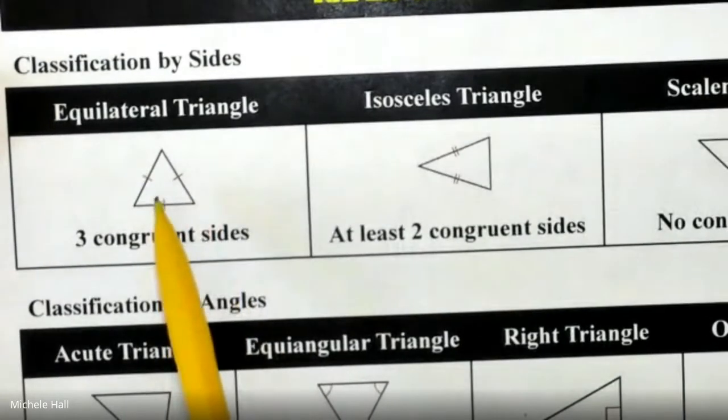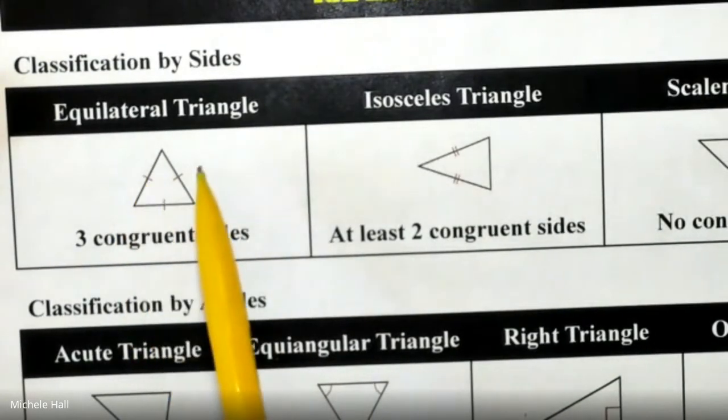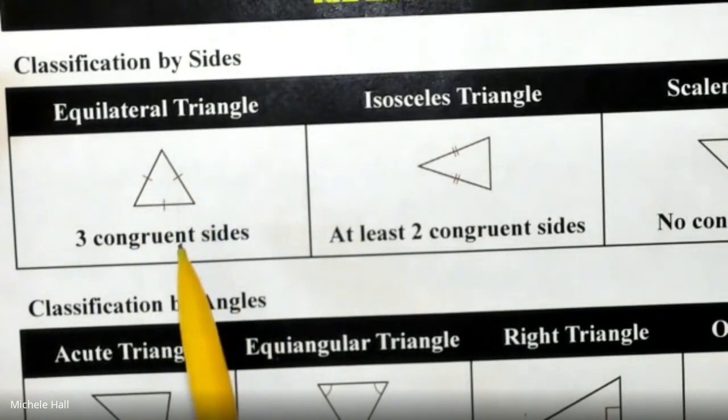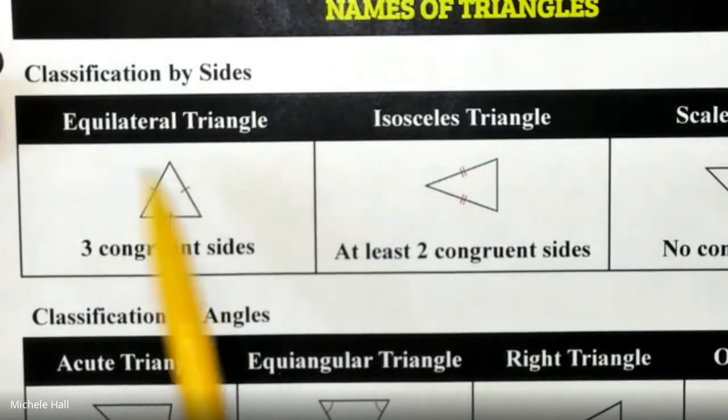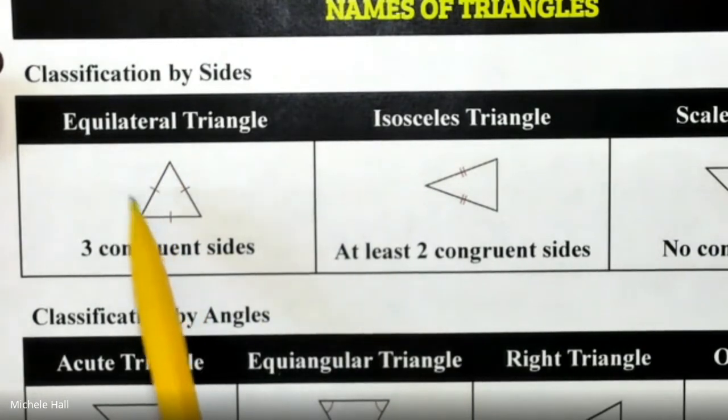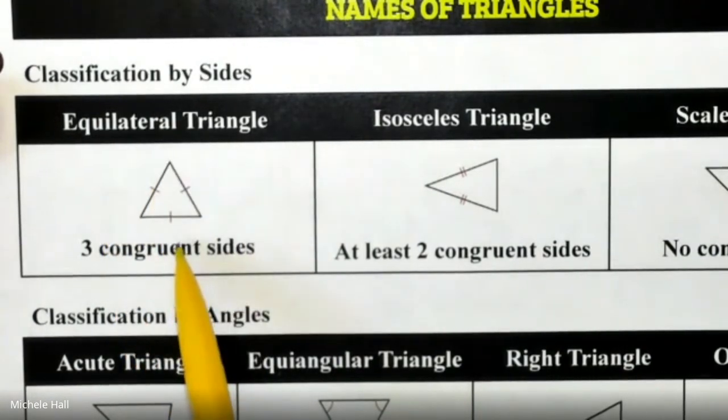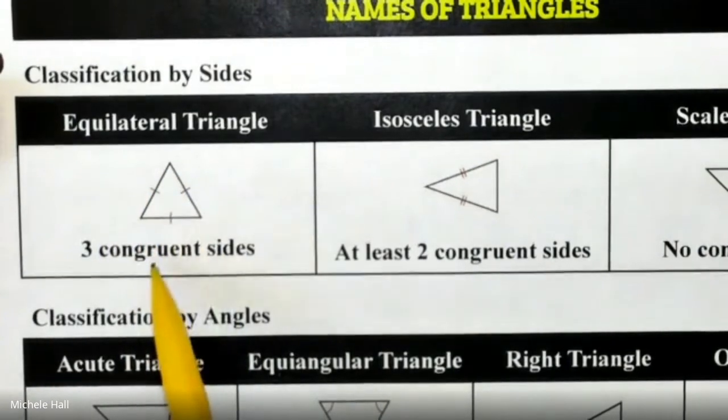We have the same marking on all 3 sides. That's telling us that these 3 sides are congruent. When you have 3 sides that are congruent, it's called equilateral. You're talking about the sides. Lateral is about the sides. So an equilateral triangle, when all 3 sides are congruent.